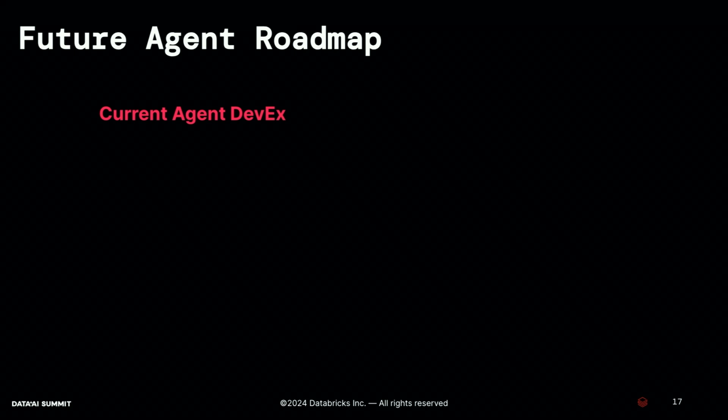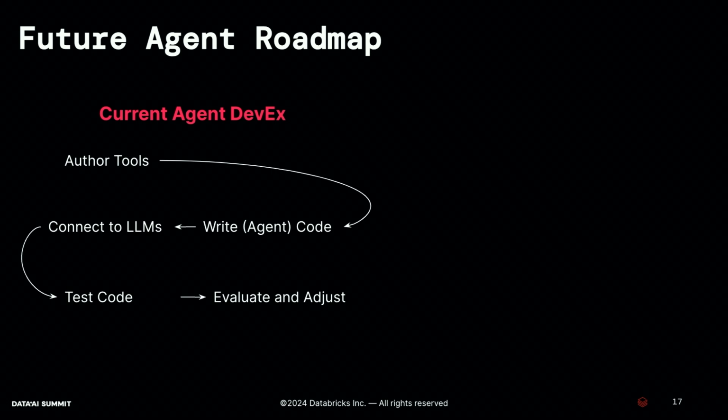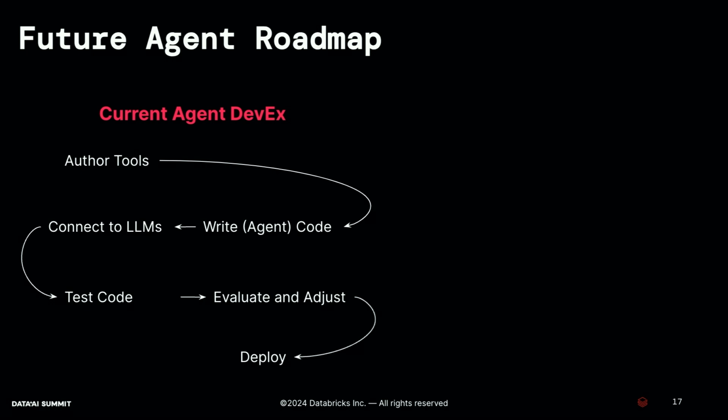But we want to make it even simpler, because if you look at the existing workflow, this is what you have to do. You have to author the tools, then write your agent code. You can use Llama Index, you can use LangChain. Then you have to connect that code to your LLMs. Then you need to test the code. You need to make sure your end-to-end quality meets a certain bar. Then you need to deploy it. And if something goes wrong in the deployment process, then you need to also maintain that deployment.